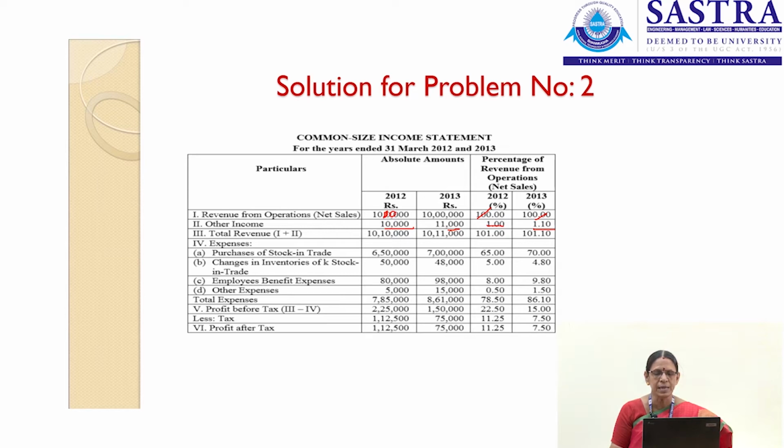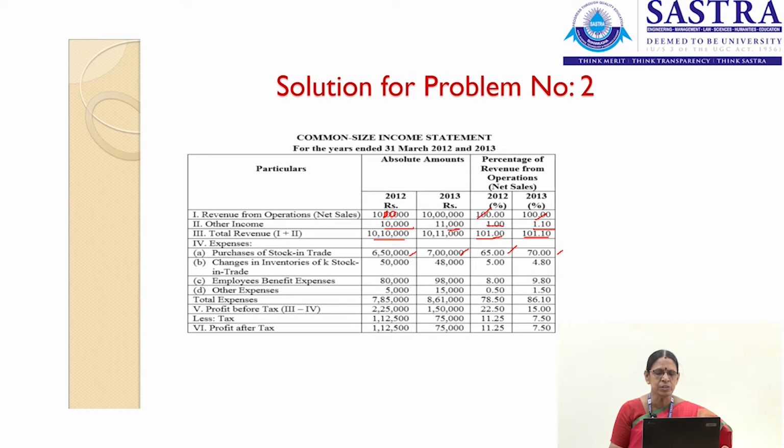Total revenue, this is 10 lakh 10,000. So this is compared with your 10 lakhs, we have 101%. Again, revenue from operations is taken as 100 in 2013. Again, that is compared with your total revenue. So we'll get 101.10%. Expenses, we have 6 lakhs 50,000 compared with your previous sales, we have 65%. The same way 7 lakhs is compared, we'll get your 70%. Again, we mean that 65% of your total sales is your purchases. That is a proportion of your purchases to your sales. Again, 70% is the proportion to the sales in 2013.